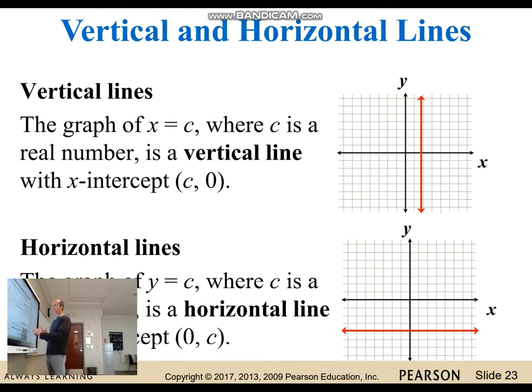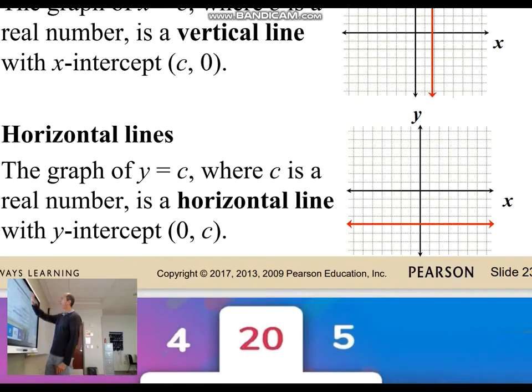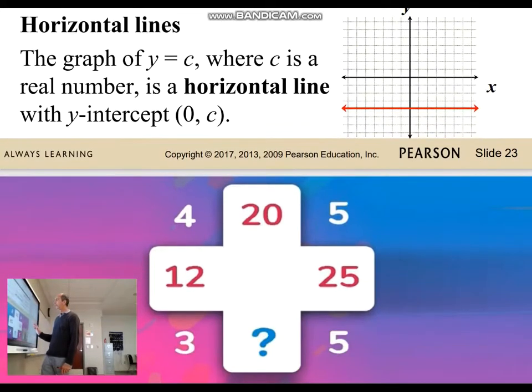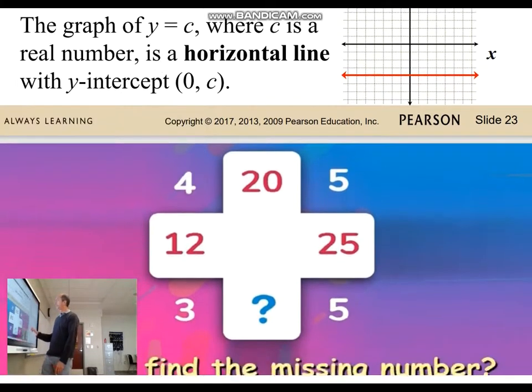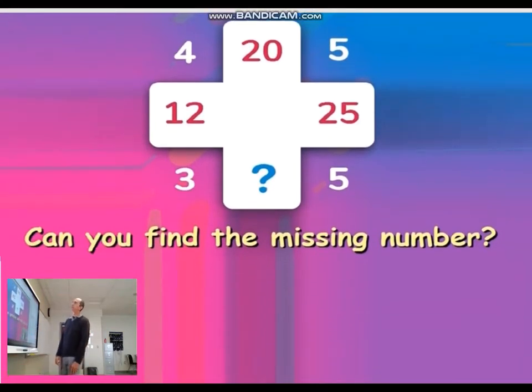A summary of vertical and horizontal lines. The graph of x equals c, where c is a real number, is going to be a vertical line with x-intercept x equals c, y equals 0. The graph of y equals c, where c is a real number, is a horizontal line with y-intercept x equals 0 and y equals c. That's it, a summary, and this is also the last slide of section 3.3.